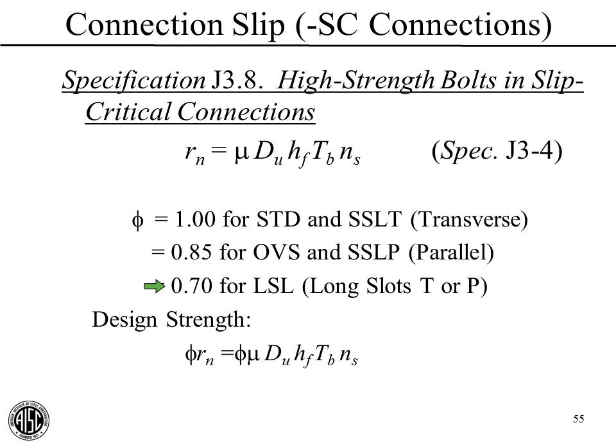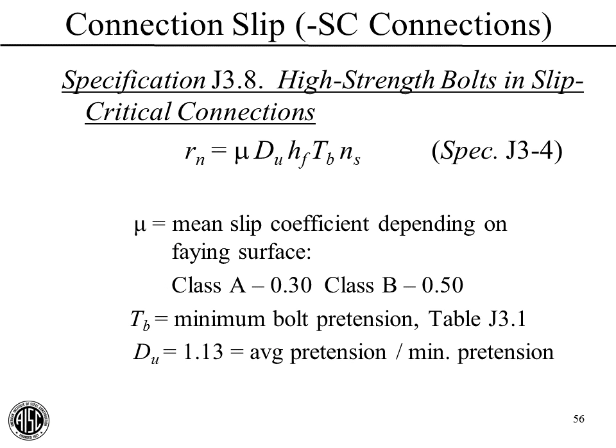Now finally, we have 0.7 for long slotted holes, and it doesn't matter what direction the force is in for those. So our design strength will be this. It's just the R sub n with the phi tacked on there. Okay, so let's dig into these variables some.